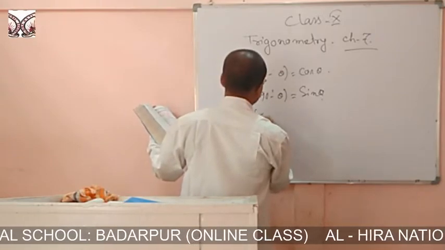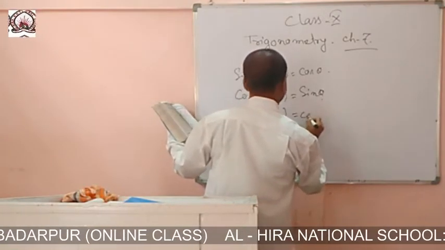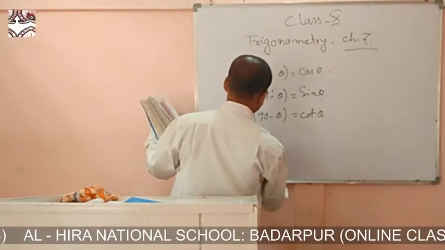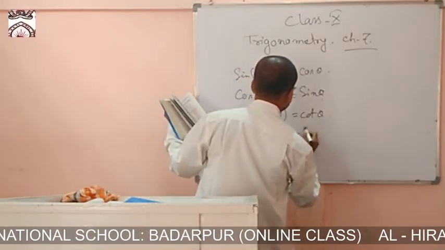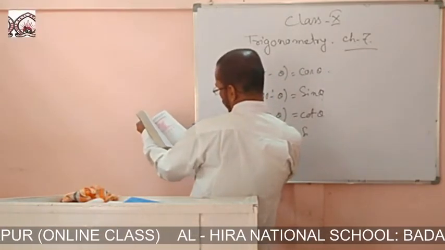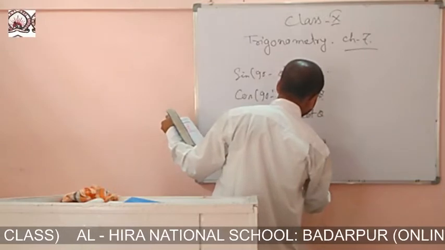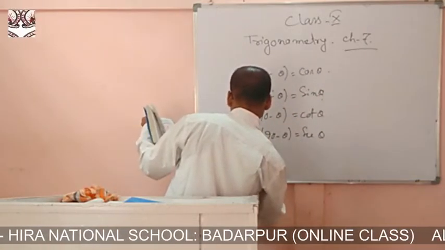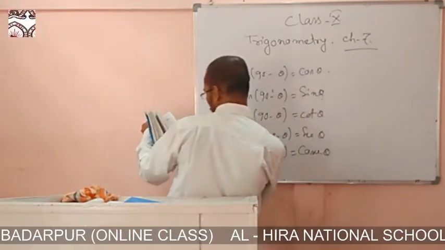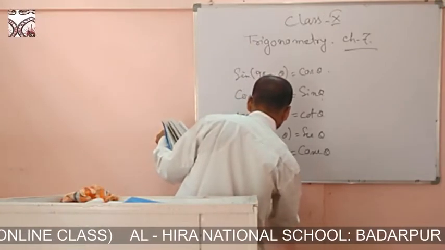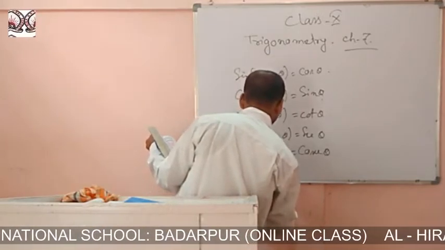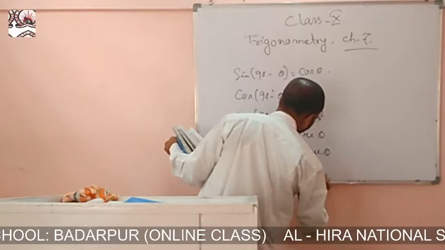And tan(90 minus theta) will be cot theta, and cosec(90 minus theta) will be sec theta, and sec(90 minus theta) will be cosec theta, and cot(90 minus theta) will be tan theta.